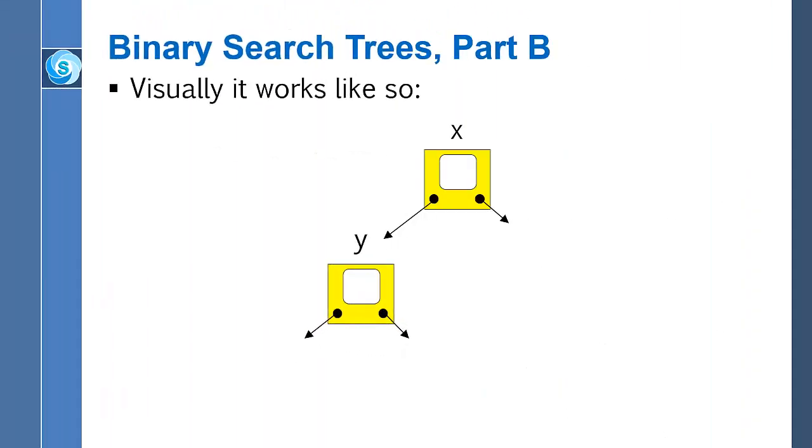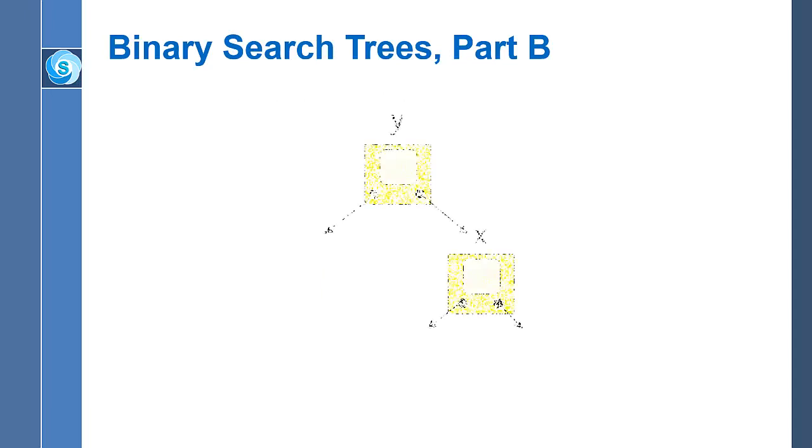So let's visualize the initial situation. Simple enough. Okay? Y is the left child of X. X might or might not have a right child, and Y might or might not have a left child and might or might not have a right child. Okay, here's what the transformation does. Okay, Y goes to the top and X becomes its right child. All right, so that looks pretty simple.